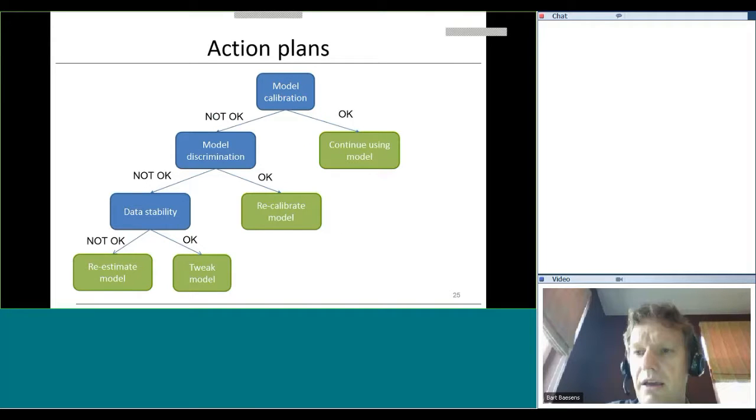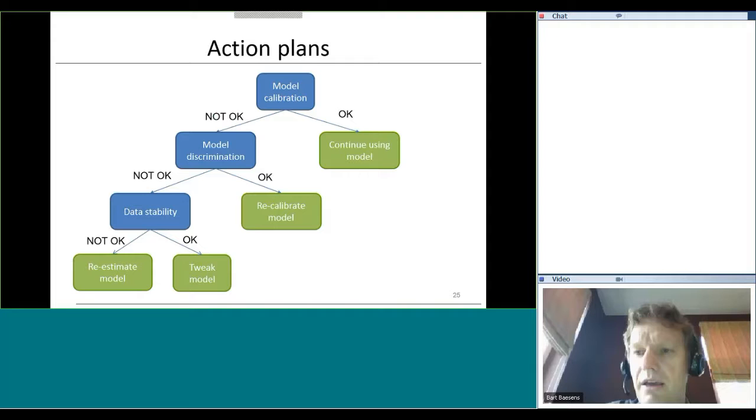Backtesting and benchmarking, or validation as such, will allow you to determine whether your models are still okay, yes or not. And if your models are still okay, then you can continue using them. But if they're not okay, you basically have to do something. You have to remedy the situation. That's why we need action plans. Action plans are going to tell us what to do in response to what finding.